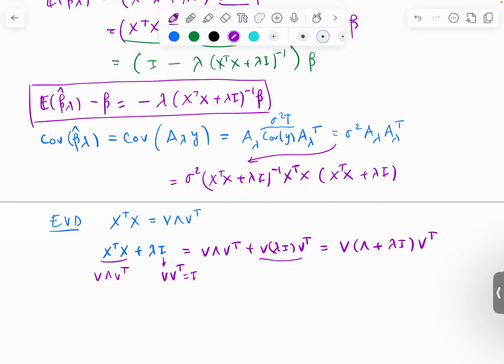Yes. Why is diagonal lambda I not the same as the eigenvalue matrix? Is it because we're not assuming the eigenvalue matrix has off-diagonal equal to 0? No, its off-diagonal is 0. The eigenvalues are different, so this is like this. Lambda I is just lambda. What happens is this is a diagonal matrix, with diagonals being lambda 1 plus lambda, lambda 2 plus lambda, lambda p plus lambda.